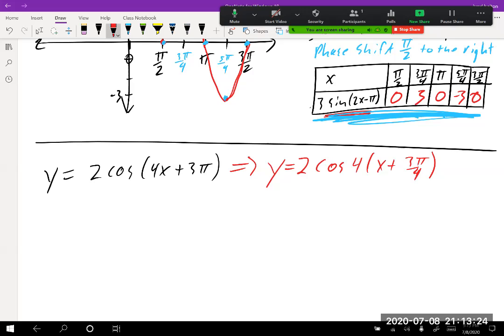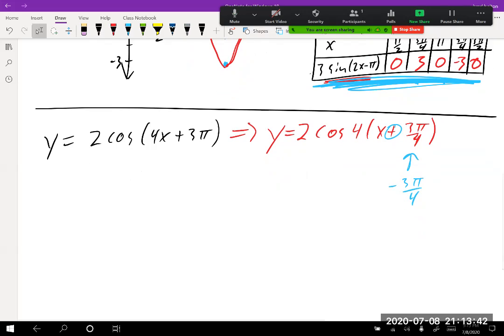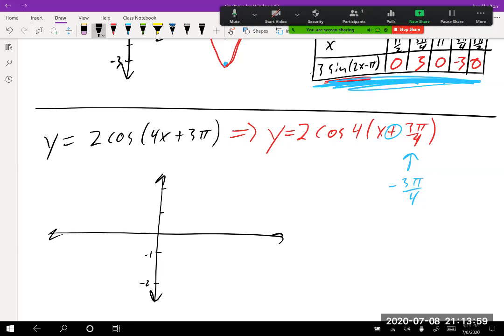And once again, how do I know I'm right? If I distribute that 4 back in, I'm going to get 4x plus 3 pi, which is exactly right. So my phase shift is negative 3 pi over 4, or 3 pi over 4 to the left, because it's a plus, we take the opposite sign. Okay, so we're going to take our graph. Okay, and I'm going to go up 1, 2, or down 1, down 2.